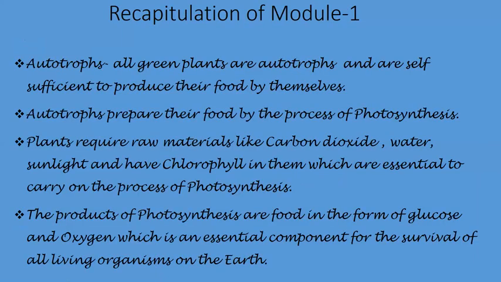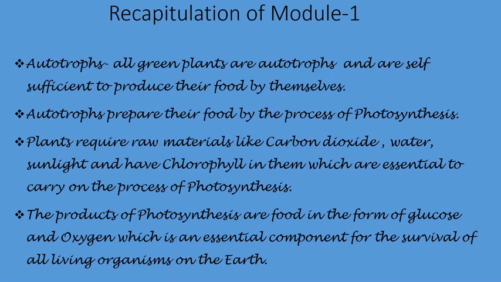But before starting Module 2, let's recall and recapitulate the content done in the previous class of Module 1. In Module 1, we have studied about autotrophs. All green plants are autotrophs and are self-sufficient to produce their food by themselves. Autotrophs prepare their food by the process of photosynthesis.